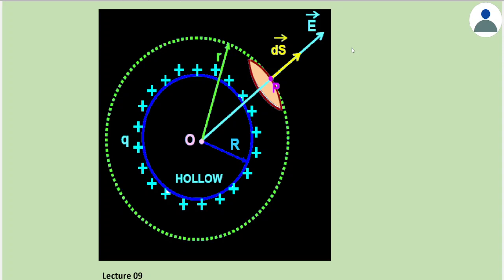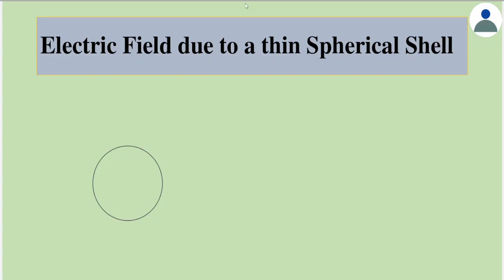Hello everyone. In the previous lecture, we saw some applications based on Gauss law. In this lecture, we will continue to apply Gauss law in a few more cases. The first case here is to find electric field due to a thin spherical shell.